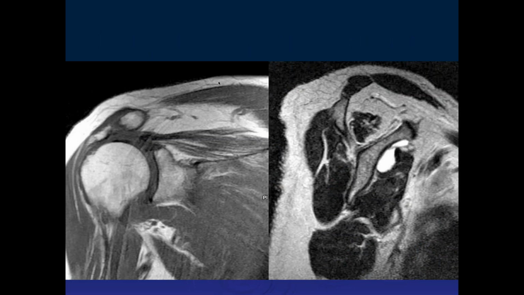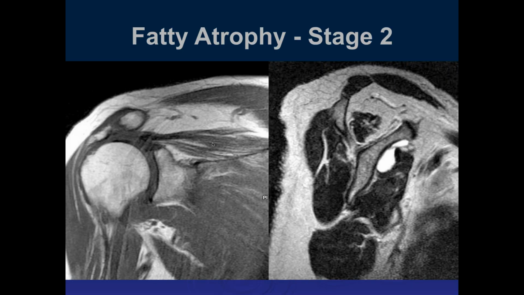So here's an example. Here's a tear. We can see the proximal retraction. Definitely a positive tangent sign, but on the coronal images here we have quite a bit of fat within the muscle. This is probably stage 2. There's still more muscle than fat, so that patient, just on the basis of the way the muscle looks, still may be a candidate for surgery.